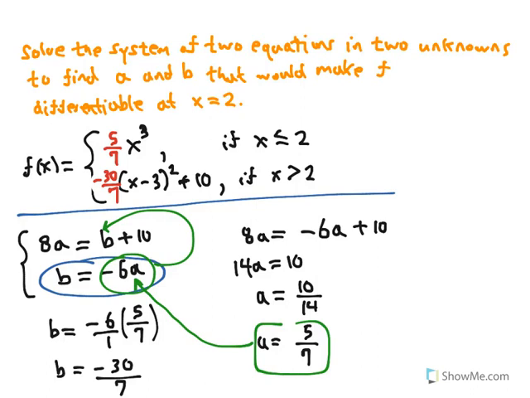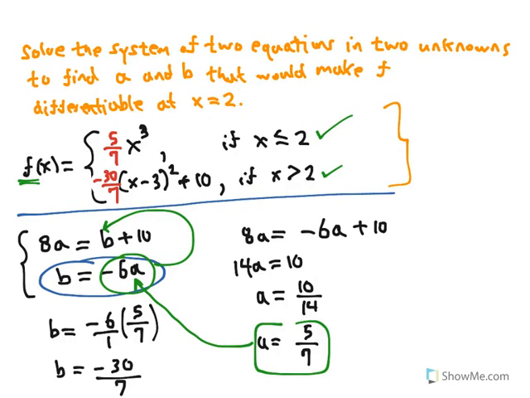So these are the values of a and b that would make the piecewise defined function f continuous at x is equal to 2, meaning the two pieces will connect at x is equal to 2, and furthermore, the two pieces will connect smoothly at x is equal to 2, making the function f also differentiable at x is equal to 2. As a last thing, we will check this by looking at the graph of this piecewise defined function, which I have done on Desmos.